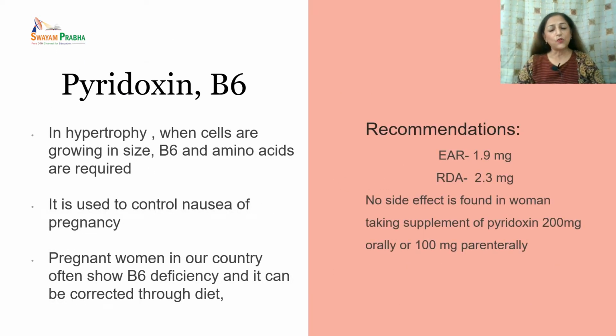Let us talk about an important B vitamin, that is B6 or pyridoxine. It is needed in hypertrophy, when the cells are growing in size, and in that case B6 is needed along with certain amino acids. It is used to control nausea in the pregnancy also. So pregnant women in our country often show B6 deficiency, which can be corrected through the diet, and usually the pregnant women take certain supplements of B6 for that.